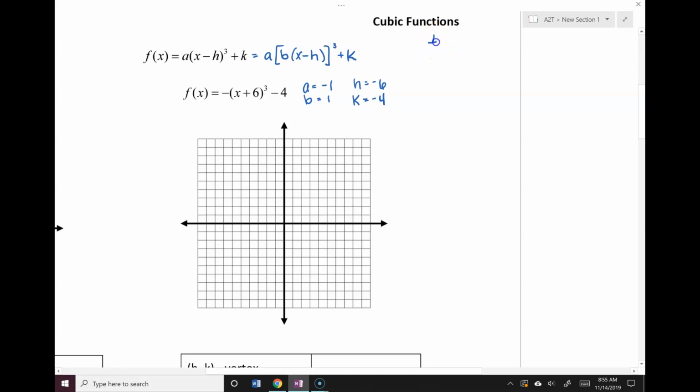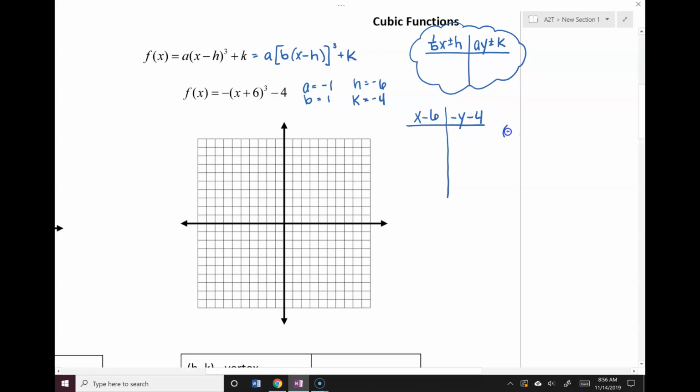For our transformation chart, it's always written as the reciprocal of b, x plus or minus h, and then ay plus or minus k. We've talked about this before. Some of you are using it, and some of you, we need to use it a little bit more. If our b is 1, there isn't a horizontal stretch or compression, so we're just going to say x minus 6 for this example, and then -y minus 4. As I've done in the past, I'm always going to write out the parent function points next to my transformation table, so that I can refer back and forth to what I'm plugging in.